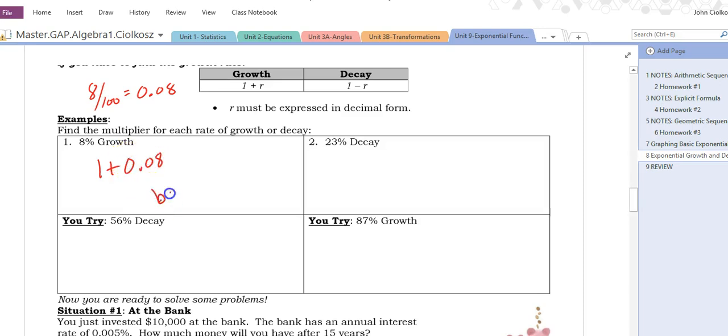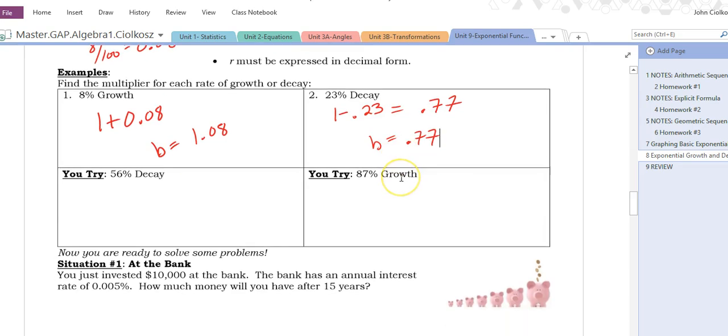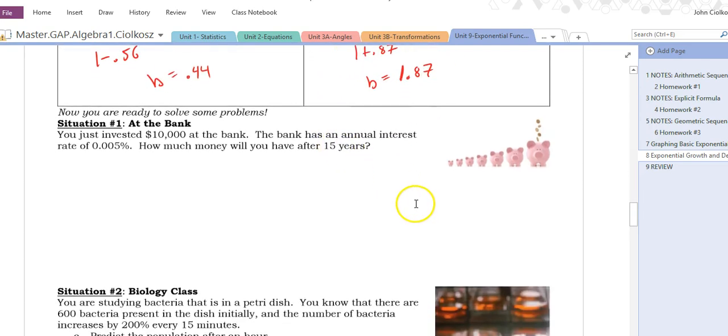So here, my base would be 1.08. Decay would be 1 minus 23 divided by 100, which gives me 0.23, and that's going to give me 0.77. So my base here is 0.77. For these ones, a decay would be minus and a growth would be plus. So again, getting those decimals as this. Alright, let's get into some problems here.